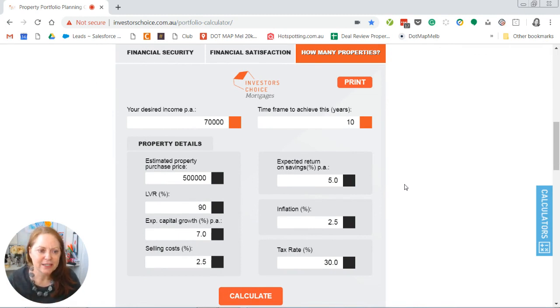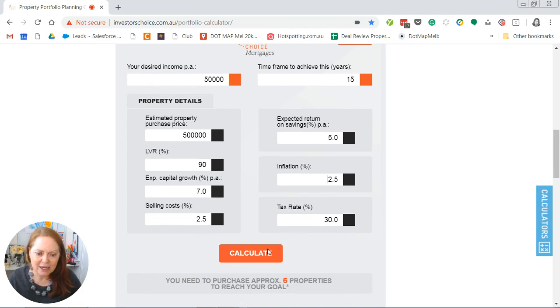So what we do here is, let's just say, my book says that in 15 years you can have a passive income of $50,000. Let's just say that your estimate of property price purchases are $500,000. You're taking a 90% loan. You're getting the average long-term growth of 7%. I saw that that came out at 6.8% today over the last 25 years of CoreLogic information. Selling costs 2.5%. We're expecting, if you put the money in the bank, you'll earn 5% per annum. Inflation, we've allowed at 2.5, a bit high at the moment. It's a bit lower at the moment, but we're looking at a long-term average.